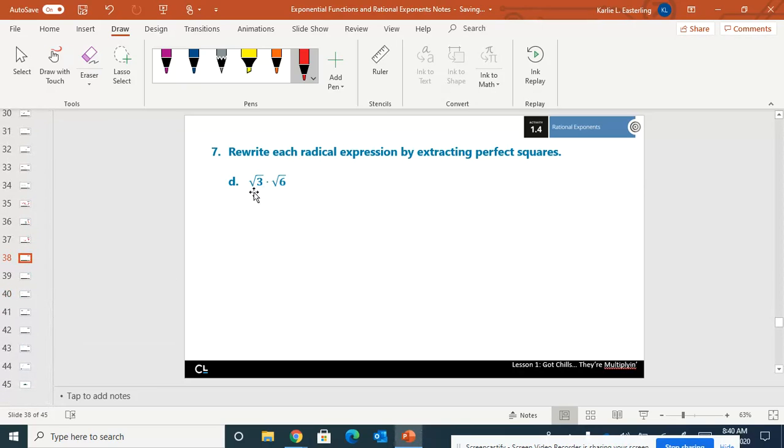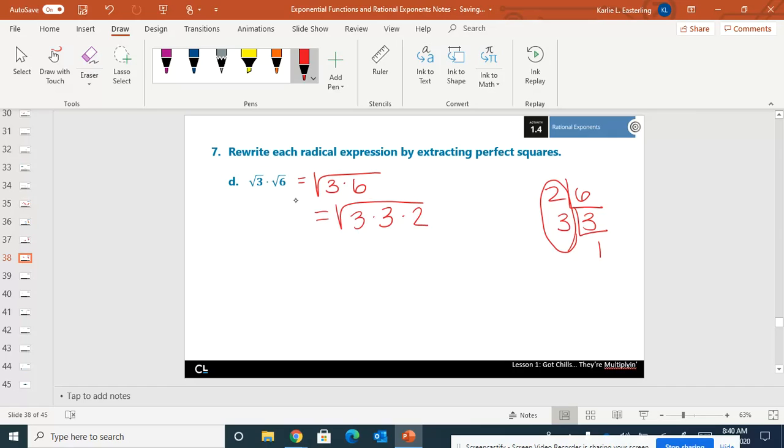Okay, so this is one of those where it's those two radicals, but as y'all remember, whenever you're looking at two radicals, you can do it as 3 times 6 under one radical because they are both square roots. So 3 is in its purest form, but 6 we can divide by 2, and you're left with 3, which is 3. So you're looking at 2 and 3 here. Now, there's nothing that we can pull out, but again, we can rewrite this square root as 3 times 2. You can pull out a set of 3's, square root of 2.